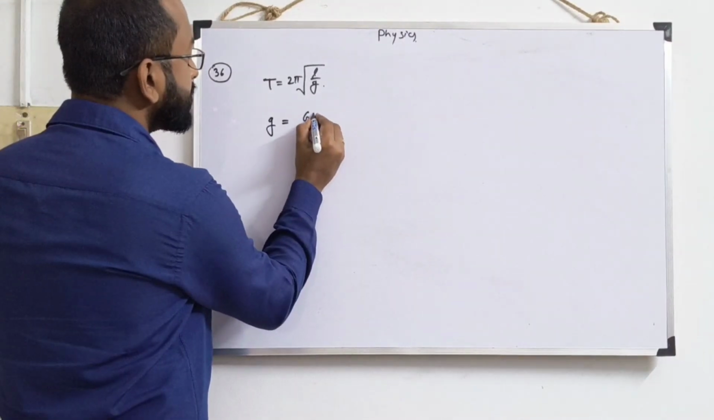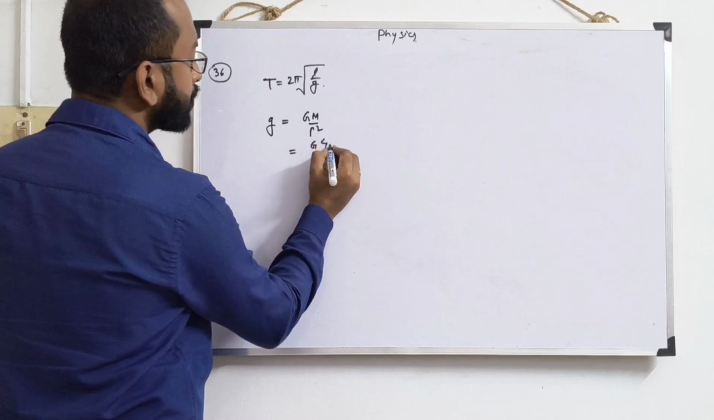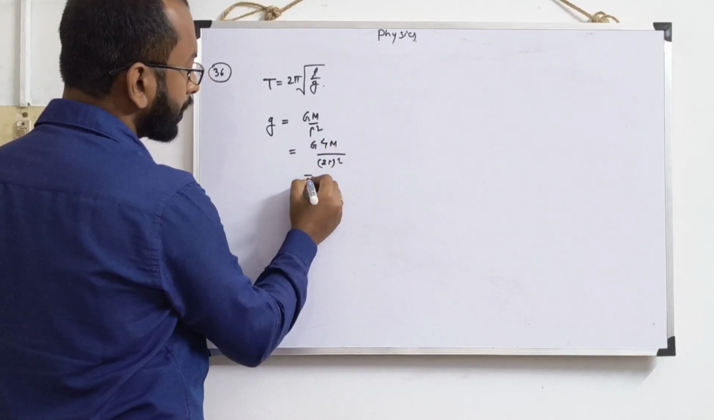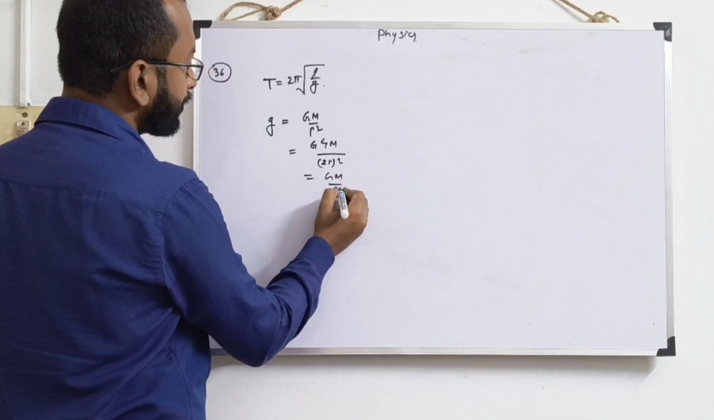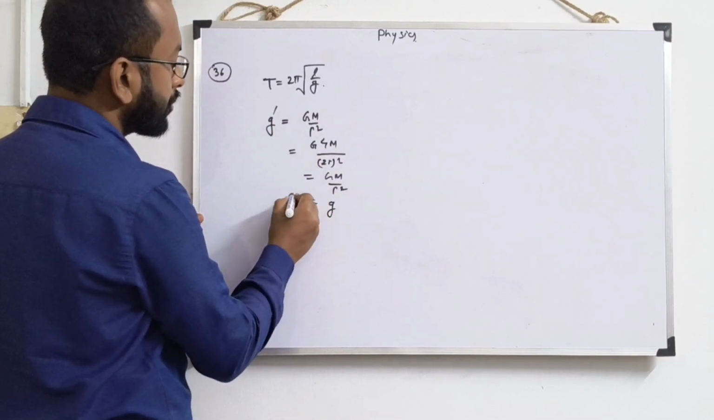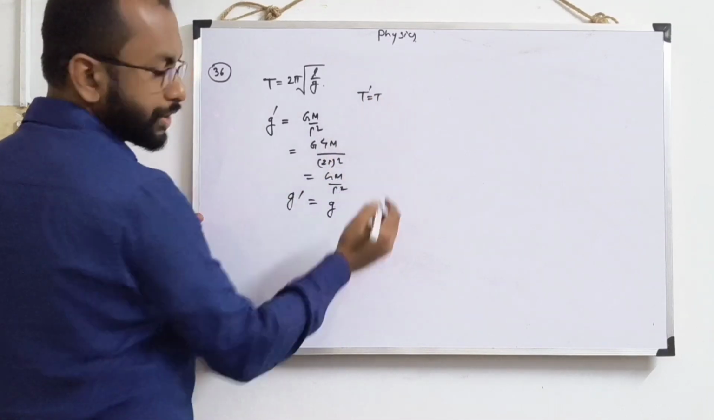g is Gm by r square. So m is becoming 4 times, so 4m. At the same time, the radius is also becoming 2 times, so ultimately it remains the same. So that is the initial one. So g dash is equal to g. So the time period is going to be the same. T dash equals T.